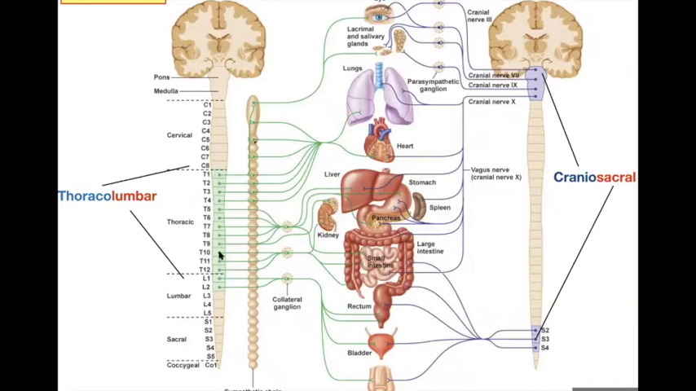Sitting within from T1 to L2. And they'll send their preganglionic fibers out to talk to their respective postganglionic fibers, right? So craniosacral, thoracolumbar divisions, right? These are the two. So we'll talk a little bit about the craniosacral first.